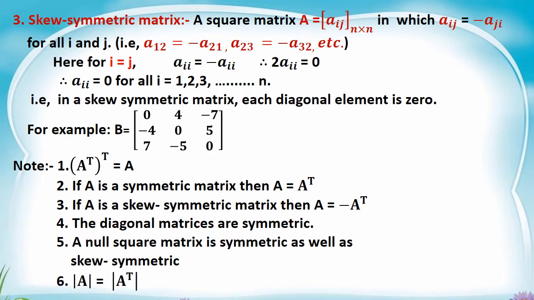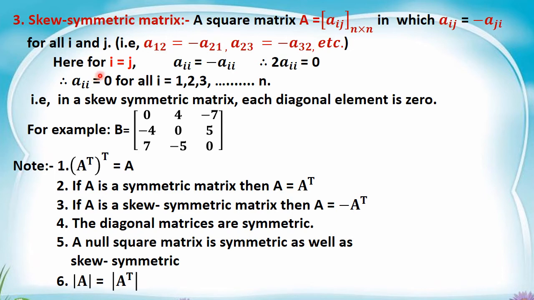Next is skew symmetric matrix. A square matrix A equals Aij of order n by n in which Aij is equal to minus Aji for all i and j. That is, A12 is equal to minus A21, A23 is equal to minus A32, etc. That is, here A12 and A21 are numerically equal but have opposite sign. A12 and A21 differ only in sign. A23 and A32 are only changing in their sign.